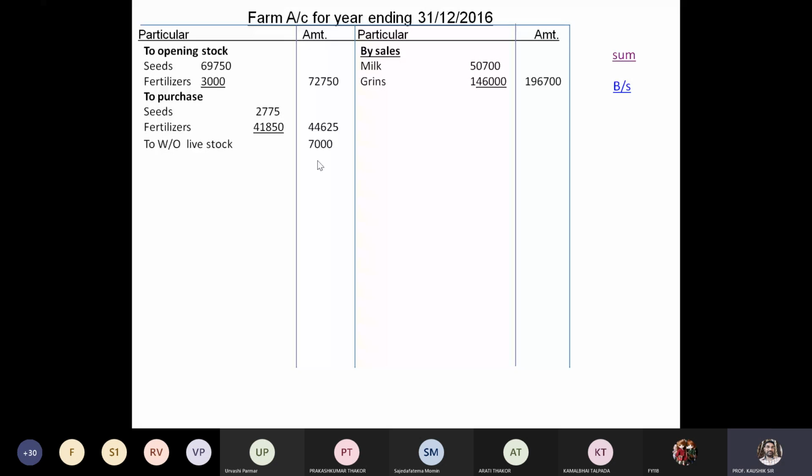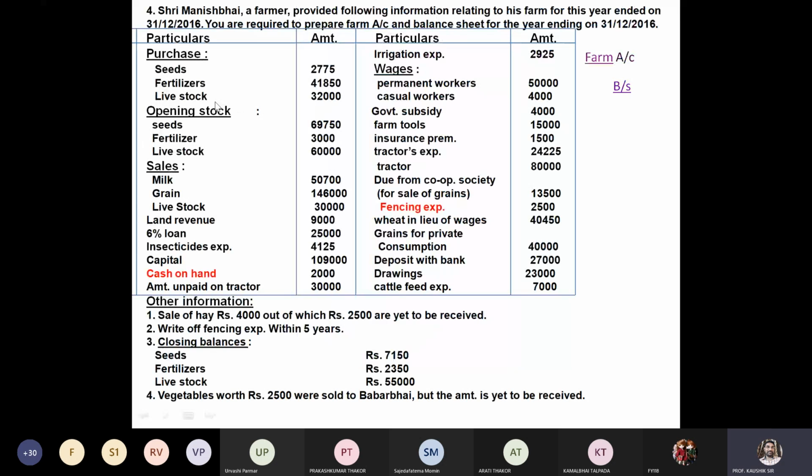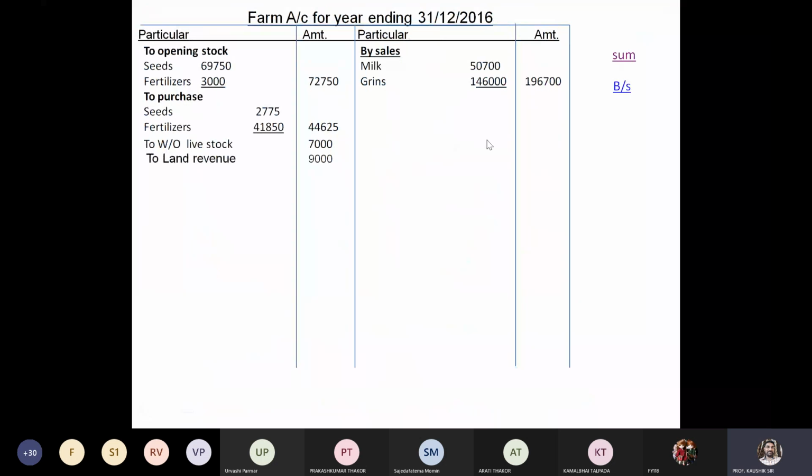Go to the sum again. You can see, friends, milk, grain, livestock have been written. Now land revenue 9,000. It is an expenditure. Debit side of the farm account, land revenue. Land revenue 9,000 as an expense debited to the farm account.